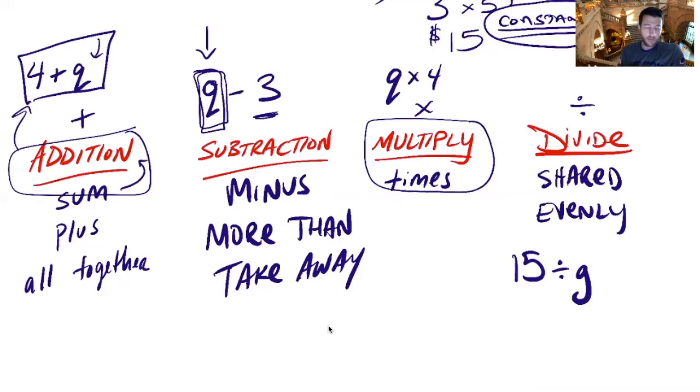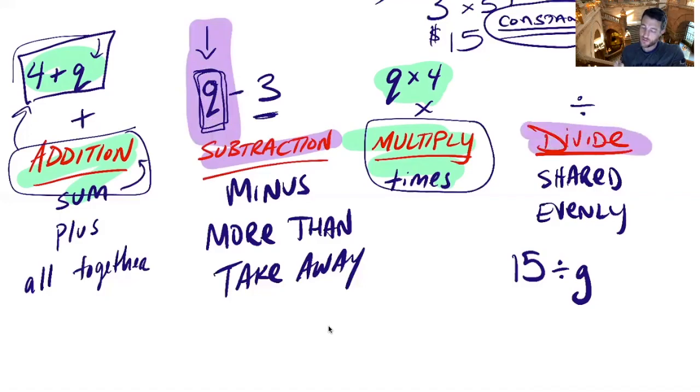So a couple key things, remember addition and multiply, order does not matter, right? You can flip these around any way, shape, or form. If you're doing subtraction, try to keep the variable first. And if you're doing division, try to put the variable second, okay?